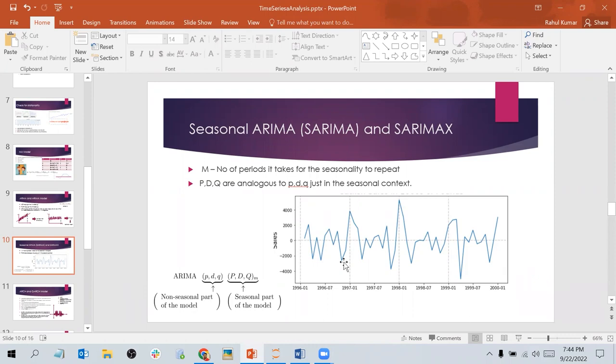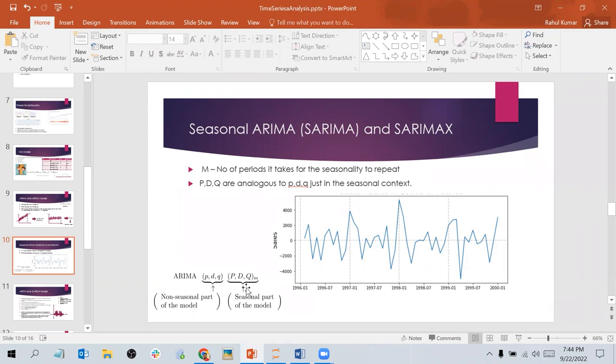So we had P, D, and Q. Now, similarly, we'll have a capital P, D, and Q. Both are analogous. It's just that capital P, D, and Q are part of the seasonal component. So it's in the seasonality that we see how the seasonality today is dependent on the previous seasonalities, or on the errors that occurred in the previous seasonalities. That's how we are going to build a SARIMA model.